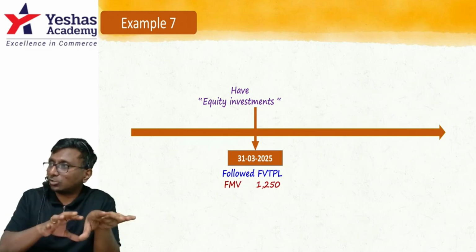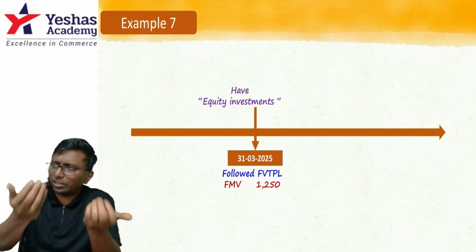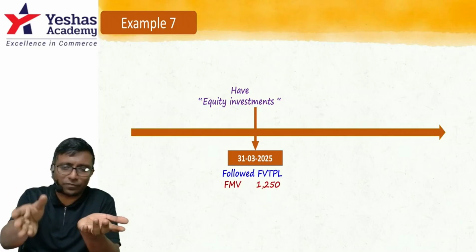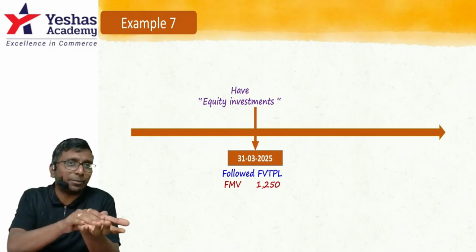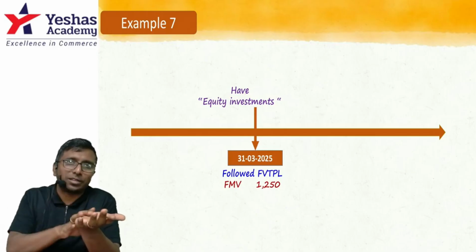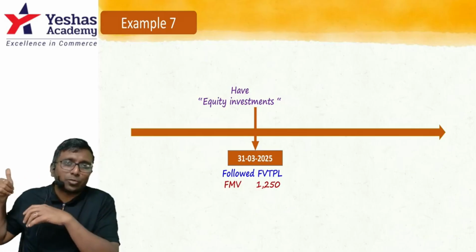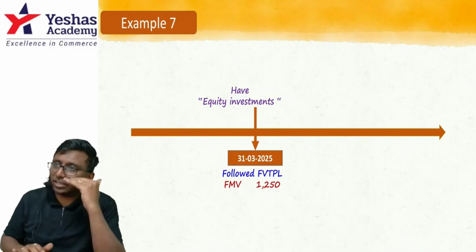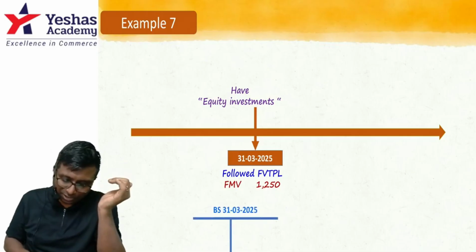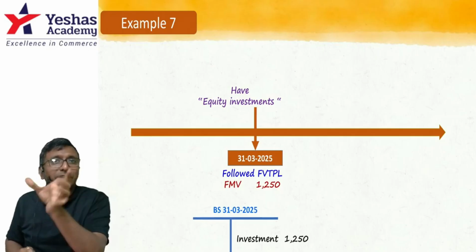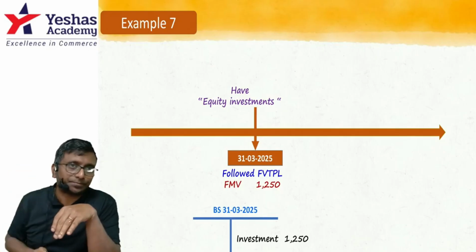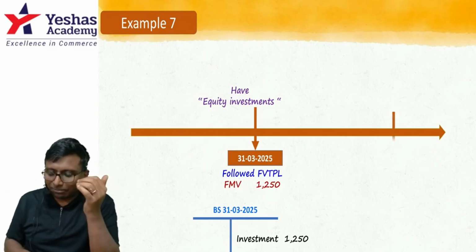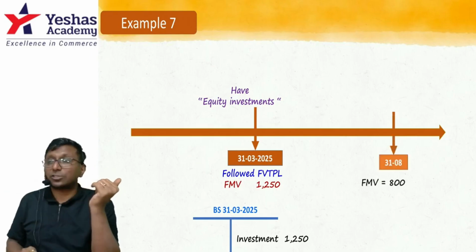As on 31st March 2025, we classified them as FVTPL. Equity instruments are always FVTPL in general. It can go to FVOCI also, but FVTPL. Done. Now the question: as on 31st March, what is the fair value? Fair value is equal to 1250. Then my balance sheet number, correct? On the balance sheet, I'll record the investment at market rate, the fair value. Agree? Right. But subsequently, some news and information after 31st March came out.